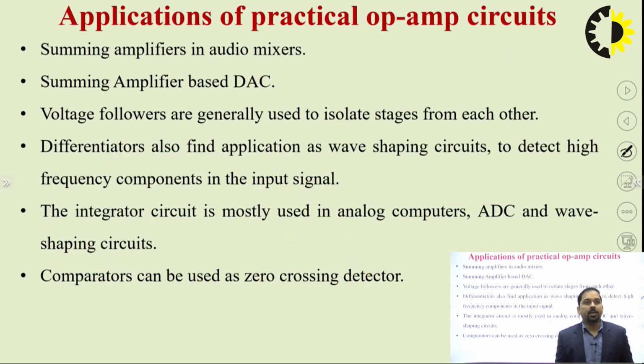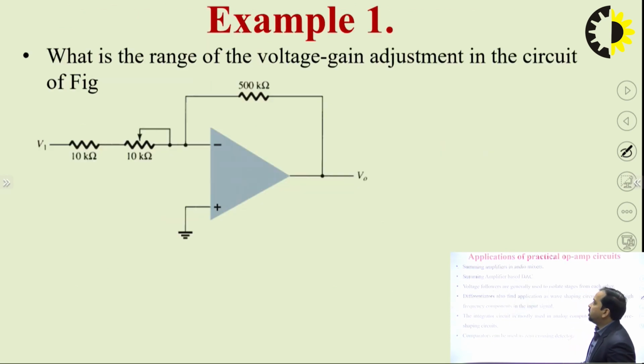So these are the various applications of OPAMP. We have seen that summing amplifiers are used in audio mixers. Also they are used in digital to analog converters. Voltage followers are generally used to isolate stages from each other, or we have seen that voltage follower circuits, like unity gain amplifiers, are employed in impedance matching circuits. Again, the integrator and differentiator have many applications like low pass filters and high pass filters, and comparators can be used as zero crossing detectors. So these are the various applications.